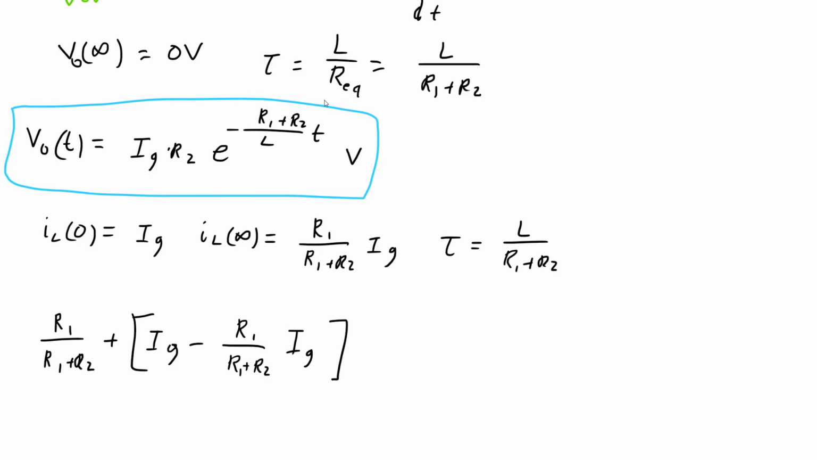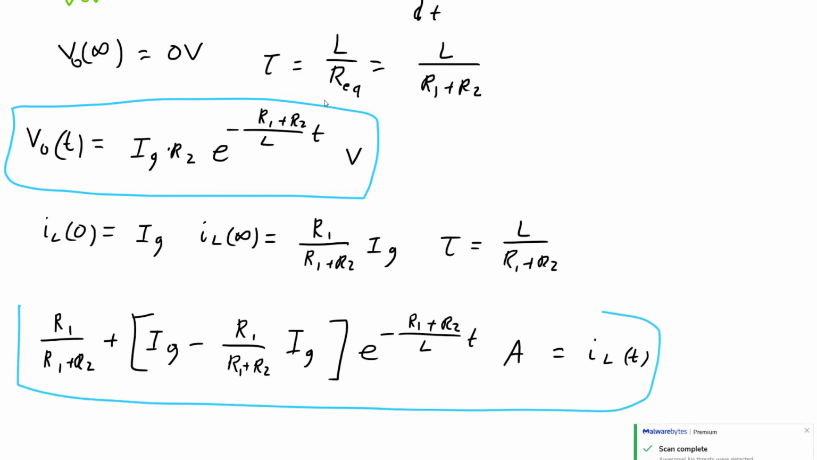You actually cancel out the IGs, or not cancel out, but pull them out. And it's just going to be 1 minus R blah blah blah. But I'll leave it as is for now. So that's R1 plus R2 over LT. These are amps, and this is ILT. So we're going to need that to find out what V-switch is.